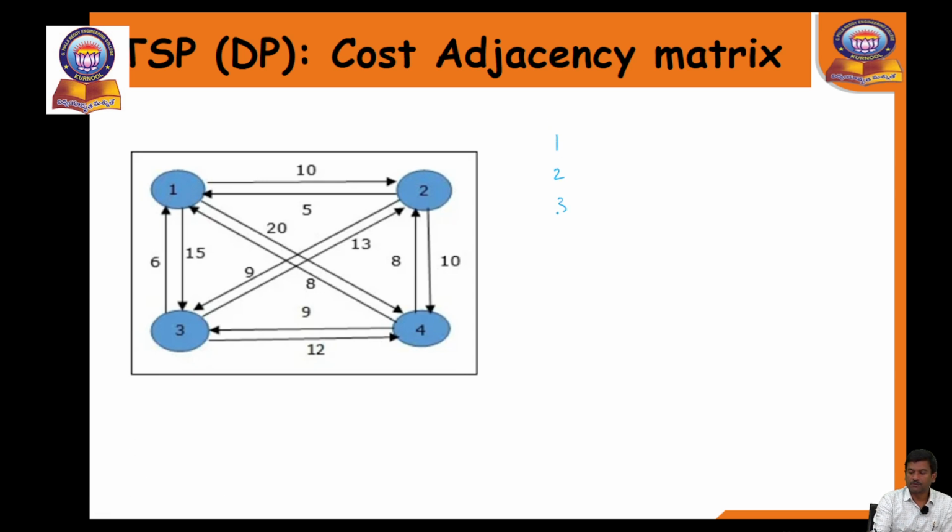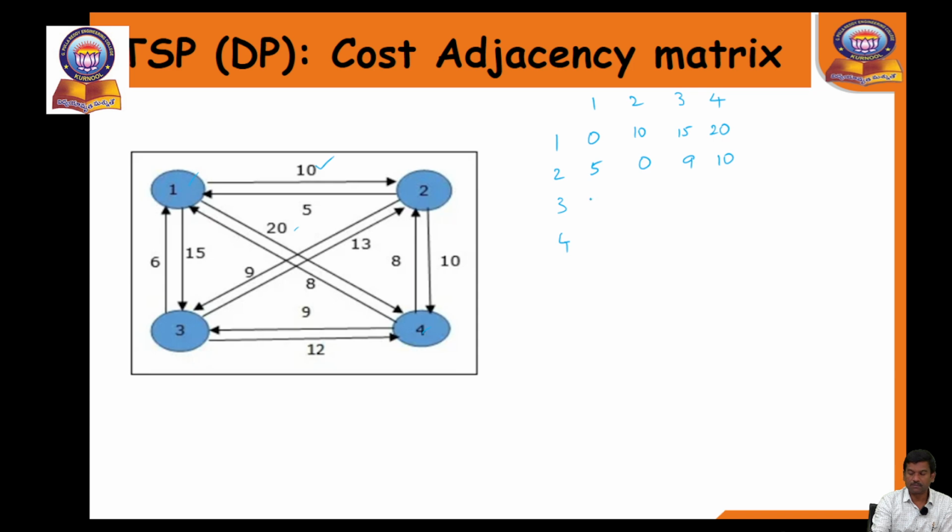1, 2, 3, 4 indicate the vertices which are present. So 1 to 1 is kept as 0, 1 to 2 the cost is 10, 1 to 3 the cost is 15, and from 1 we can reach 4 with the cost equal to 20. In the same fashion, 2 to 1 is 5, 2 to 2 is 0, 2 to 3 is 9, and 2 to 4 is 10.